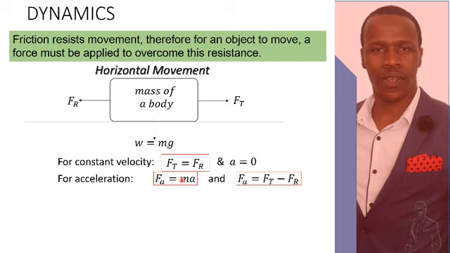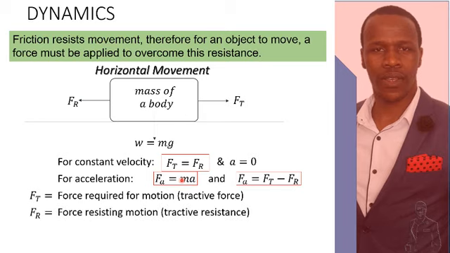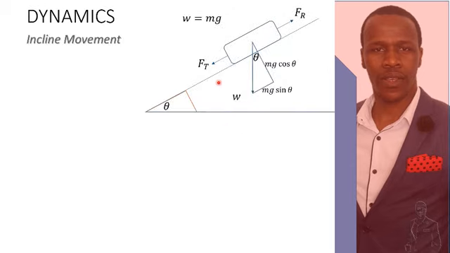So let's be specific. What do we mean by Ft? Force required for motion, or the tractive force. What about Fr? It is the force resisting motion, or the tractive resistance. What about Fa? Fa is the force to accelerate, or just the acceleration force. That's about it when it comes to horizontal movement. Now let's quickly move to incline movement.